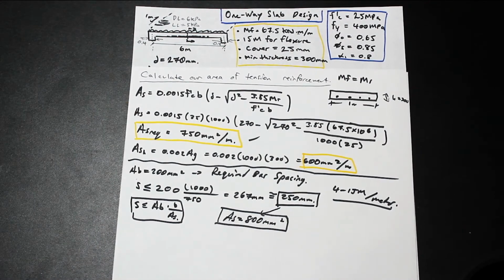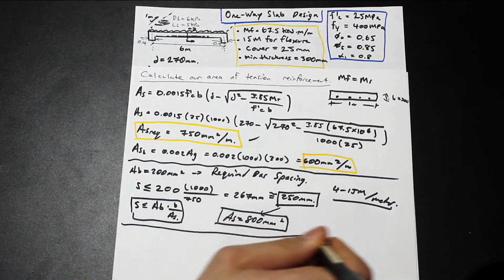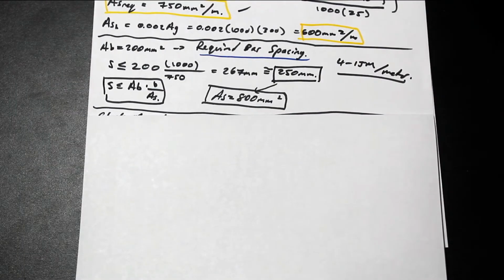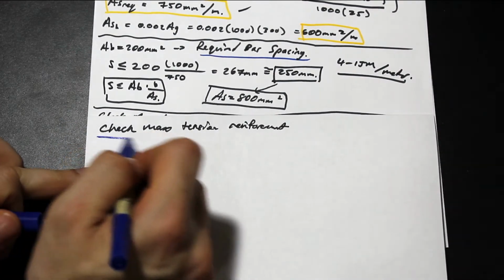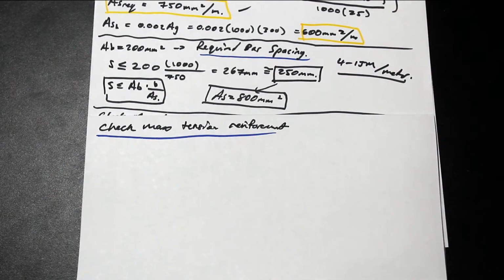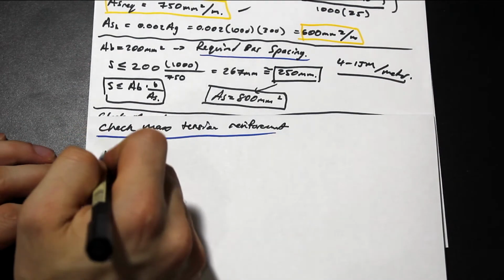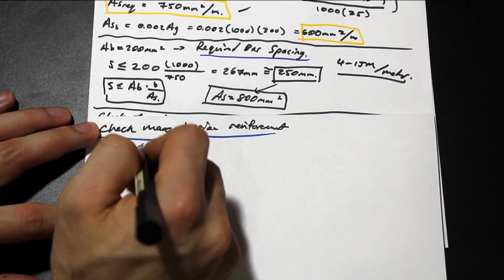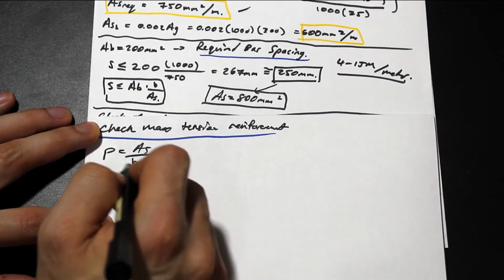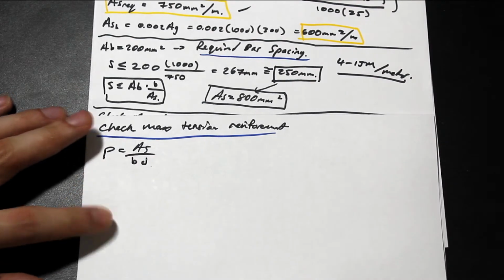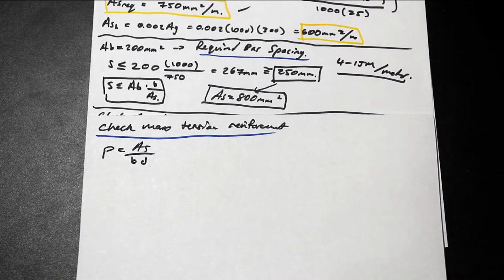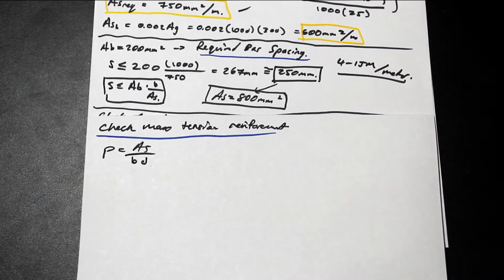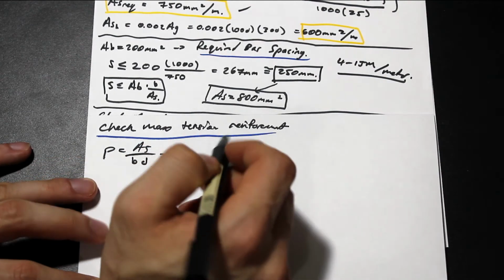Perfect. So now that we have our required amount of steel per meter, the next step and the final step for this video, we're going to calculate the reinforcement ratio rho. We're going to check for the max tensile reinforcement and find the ratio of rho. So the ratio of rho is simply the area of steel divided by the base, which is 1 meter, times the effective depth. And we're going to compare that to a value called rho balanced, and make sure that our rho is less than our rho balanced. I'll explain what that means in a minute, but let's just plug in.